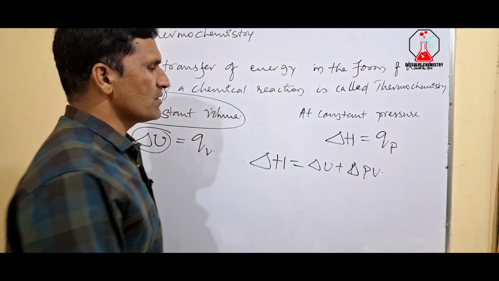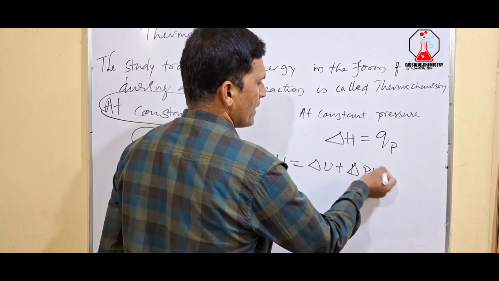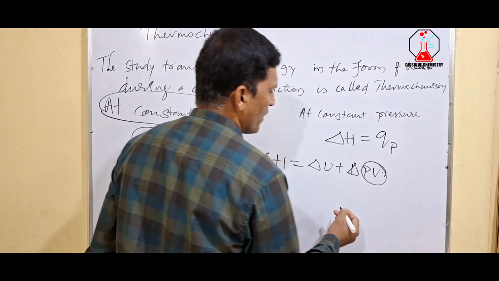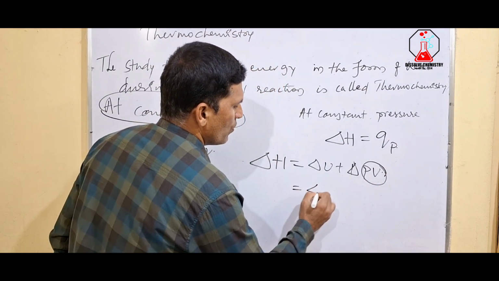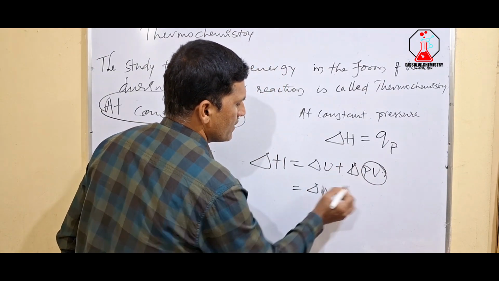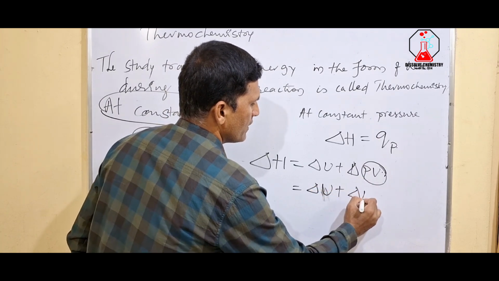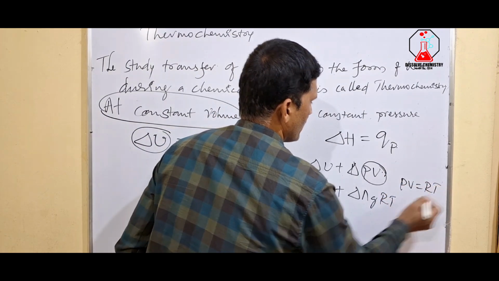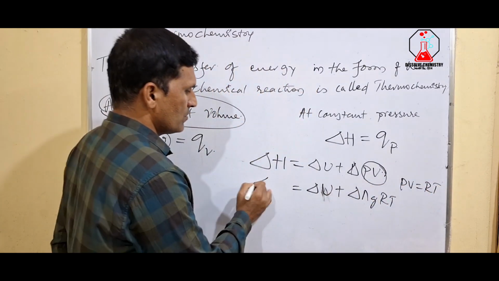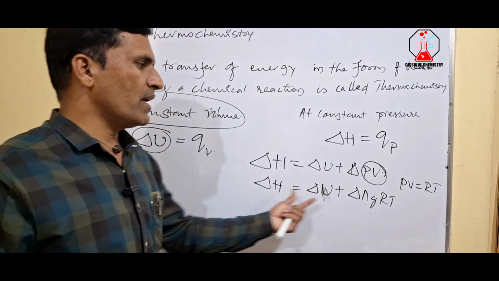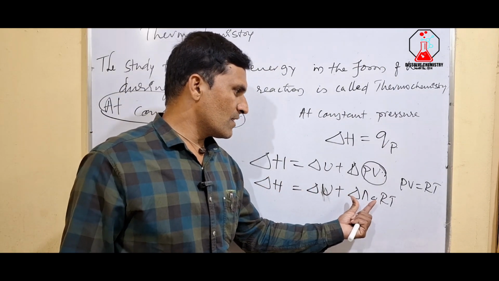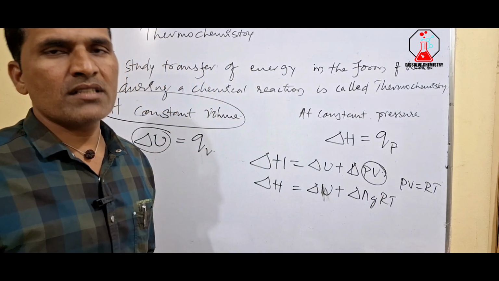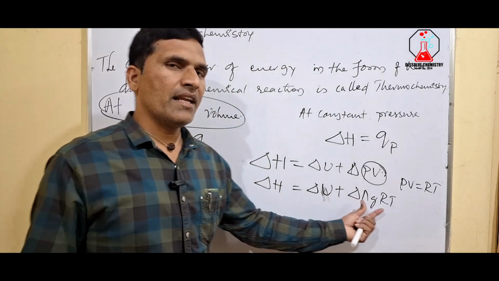So in such circumstances, what we will do is we will take the work done by the gas in terms of the number of moles of gaseous reactants and gaseous products. Therefore, delta n_g RT, because we know that PV is equal to RT. So change in enthalpy we can give by using this equation, where this delta n_g represents the number of moles of gaseous products minus the number of moles of gaseous reactants.